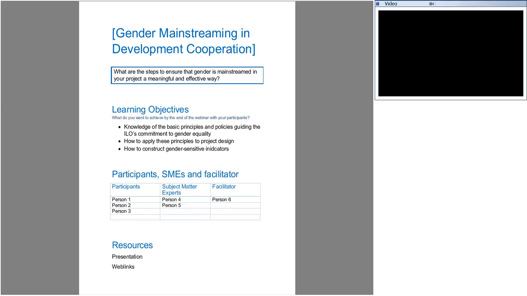The three main achievements that we would like to have are the knowledge of the basic principles and policies guiding the ILO's commitment to gender equality, seeing how these principles can be applied to project design, and how also to construct gender-sensitive indicators. The webinar came from a need that was analyzed by Pardev, who did a whole needs analysis, and that's also the reason why these specific thematic webinars are organized.